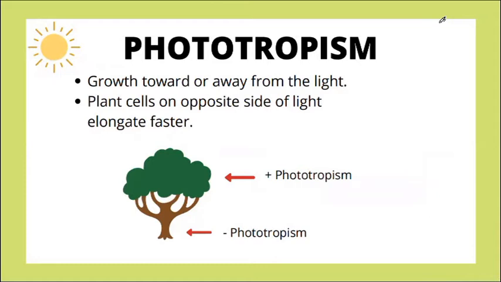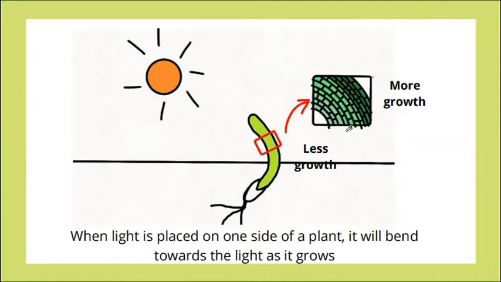When phototropism happens, the plant cells on the side opposite the light will elongate faster. For your information, the shoot shows positive phototropism because it grows toward the sunlight, while the root shows negative phototropism because it grows away from the sunlight. How does phototropism happen? When light is placed on the side of a plant, it will bend toward the light as it grows.